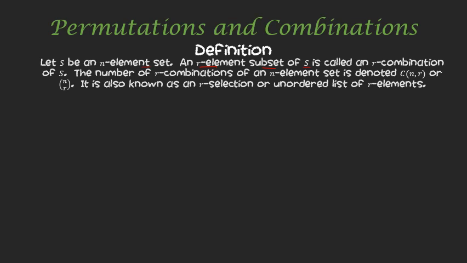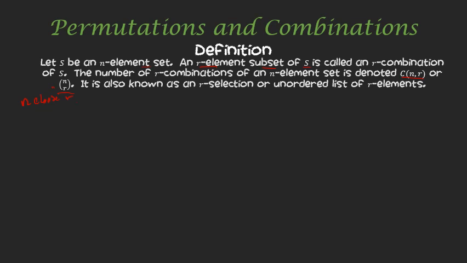A little bit of notation: the number of r-combinations of an n-element set is denoted C(n,r), or this notation here, which I will use quite a bit. Parentheses n, r. Notice it's not a fraction. There's no fraction bar there. It's just n. We say n choose r. That's the number of r-combinations. But remember, an r-combination is an r-element subset of S.